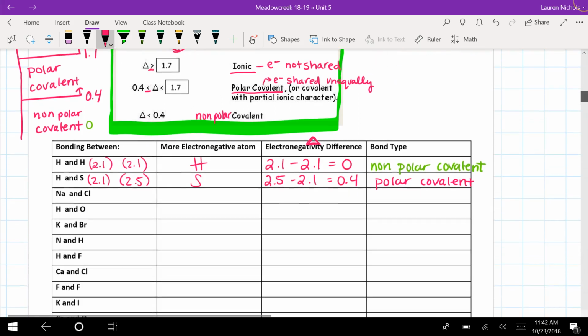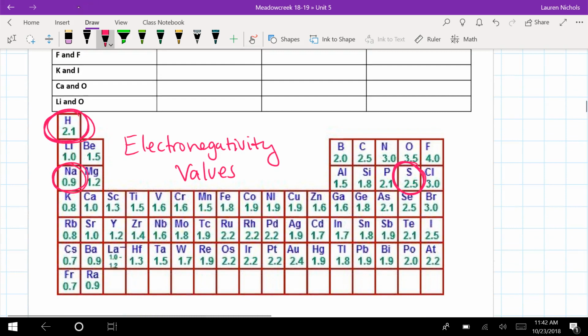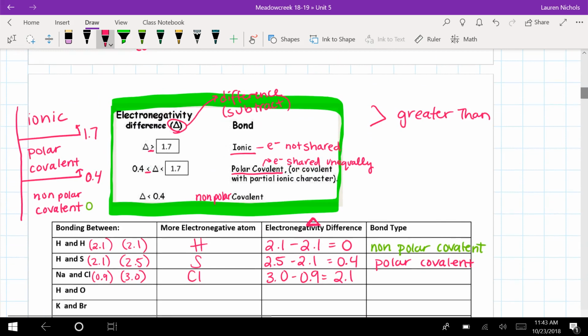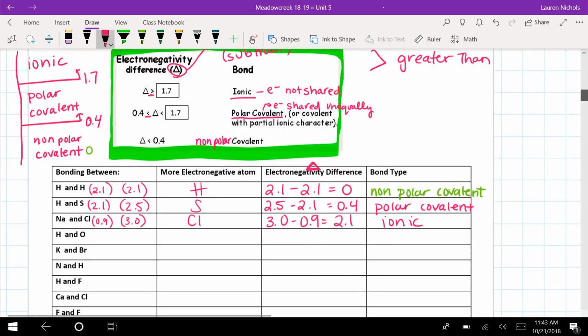And so let's look at a third one, Na and Cl. Well, sodium is right here, 0.9, and chlorine is over here, 3.0. That would make the most electronegative atom chlorine, and 3.0 minus 0.9 would give us 2.1, which, if we look at our chart, is higher than 1.7, and so that would make it an ionic compound. And so you could keep going through those for all of them.